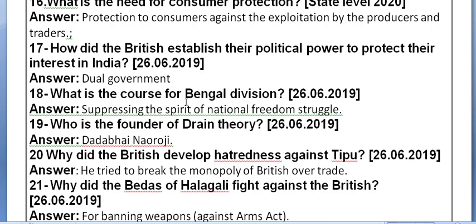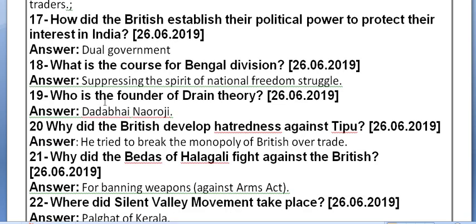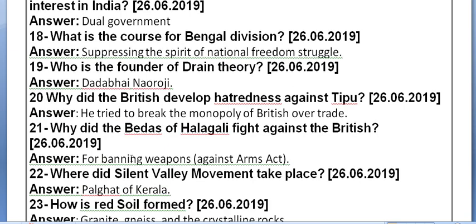What is the cause for Bengal division? Suppressing the spirit of the national freedom struggle. Who is the founder of drain theory? Dadabhai Naoroji. Why did the British develop hatred against Tipu? He tried to break the monopoly of the British over trade.